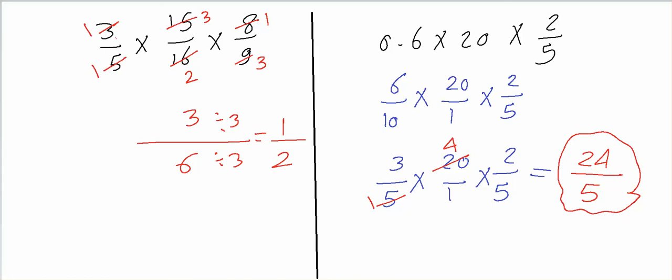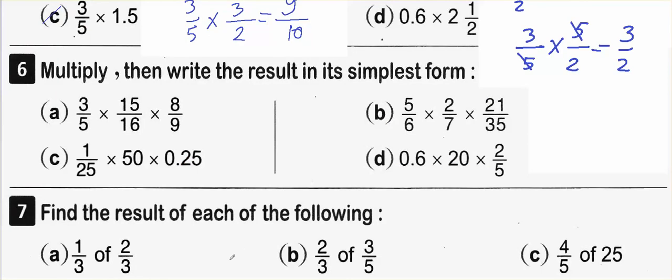Find the result: 1 over 3 of 2 over 3. Here we can consider "of" as times. 1 over 3 times 2 over 3. 1 times 2 equals 2, 3 times 3 equals 9. Next, 2 over 3 of 3 over 5, which is 2 over 3 times 3 over 5. 3 divided by 3 is 1, 3 divided by 3 is 1. We multiply 2 times 1 equals 2, 1 times 5 equals 5.